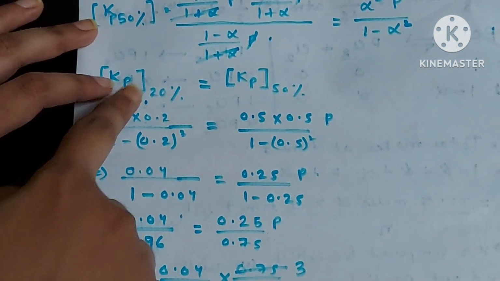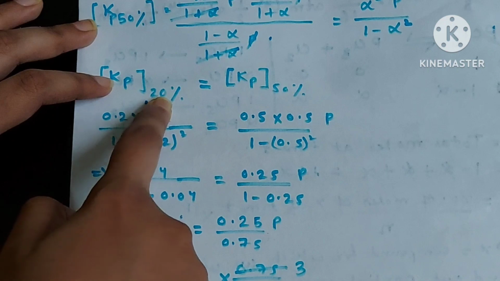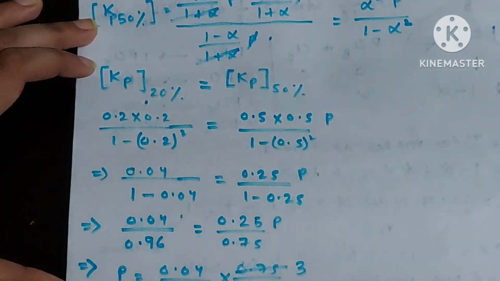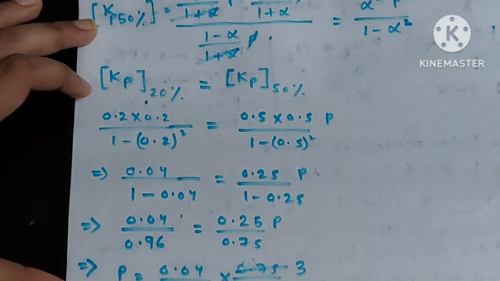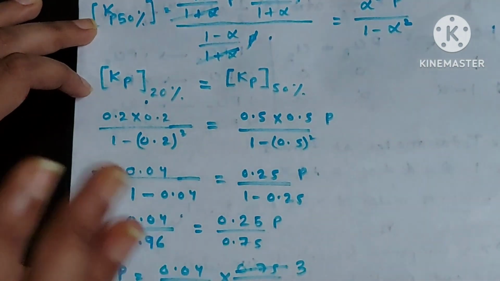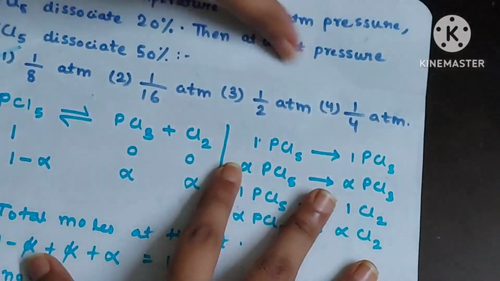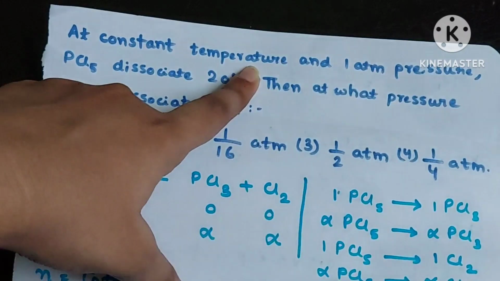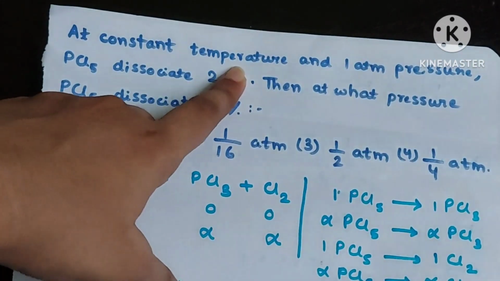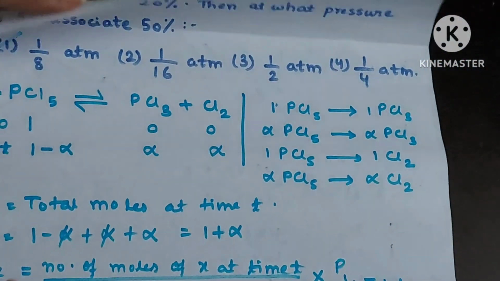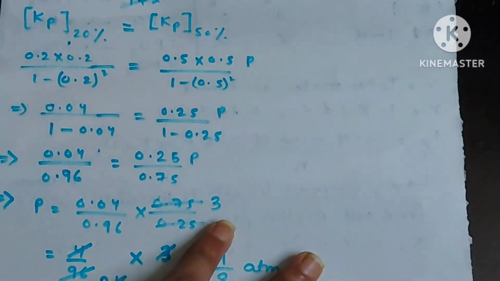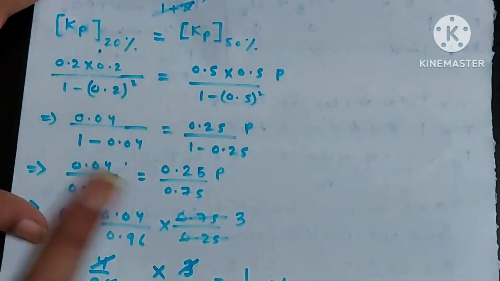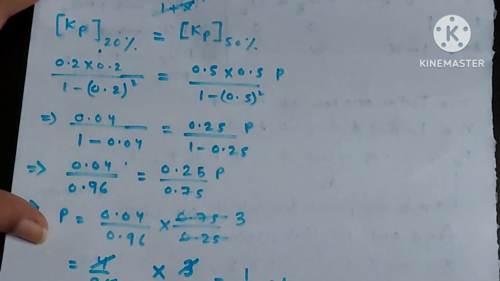And now Kp at 20% dissociation will be equal to Kp at 50% dissociation. Why? Because Kp depends only on temperature and nothing else. As in the question it is mentioned that the temperature is constant, therefore these two Kp will be equal.